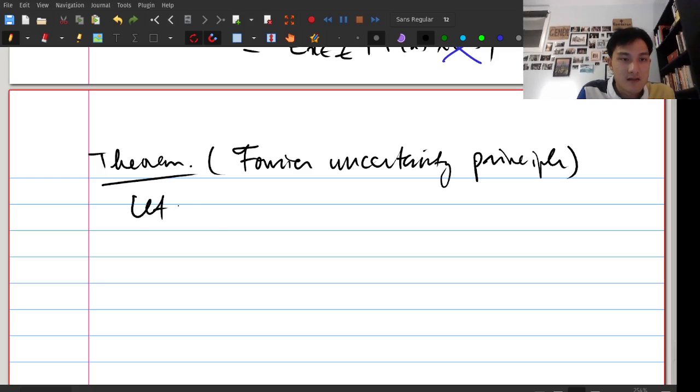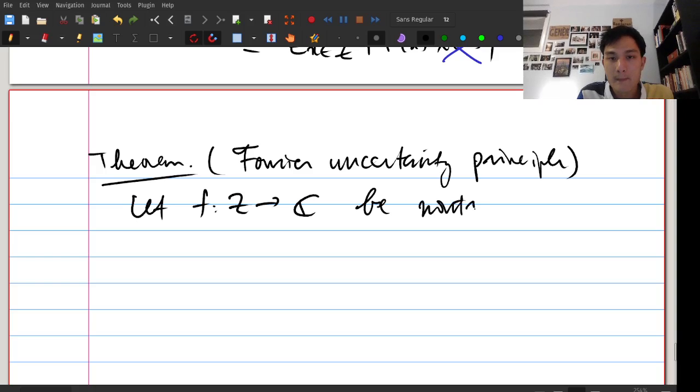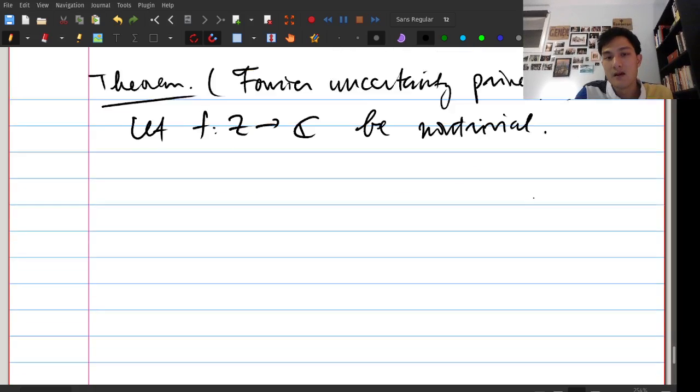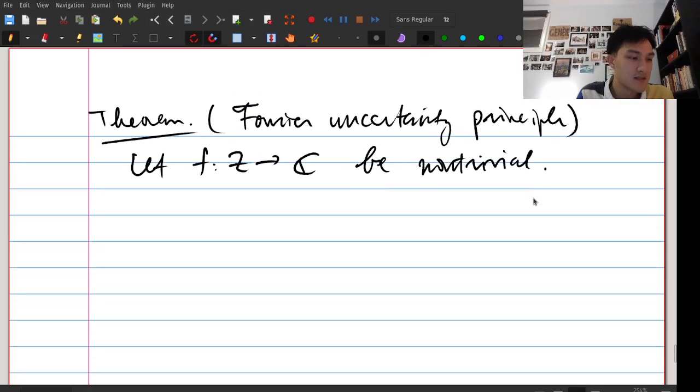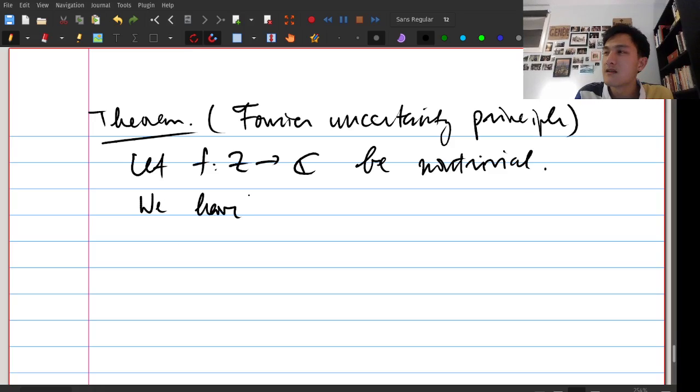Let f be a function from Z to C, Z a finite group, and let it be non-trivial. And by non-trivial, we mean it's not identically 0. So then we have, do we mean identically 0 or identically 1? I think we mean 0, sorry.